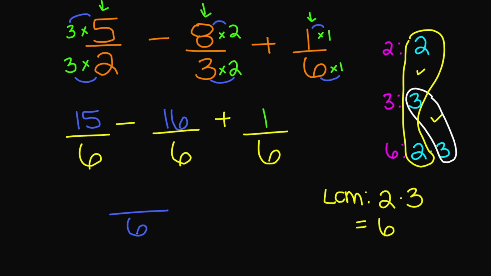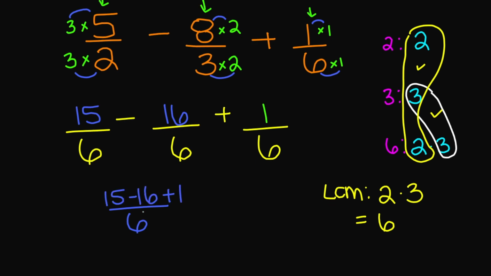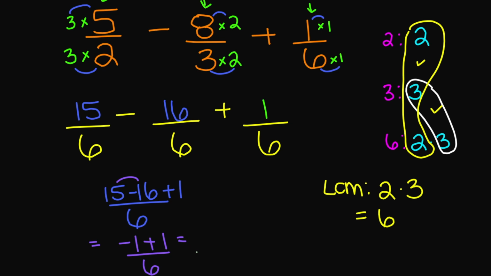Now that my denominators are the same, we're going to add or subtract our numerators. So now we have 15 minus 16. So that is going to give us -1 plus 1 in our numerator, and that's going to be over 6. Now my numerator, we have -1 plus 1. That is going to be 0, and your denominator is going to be 6. So your final answer here is going to be 0.